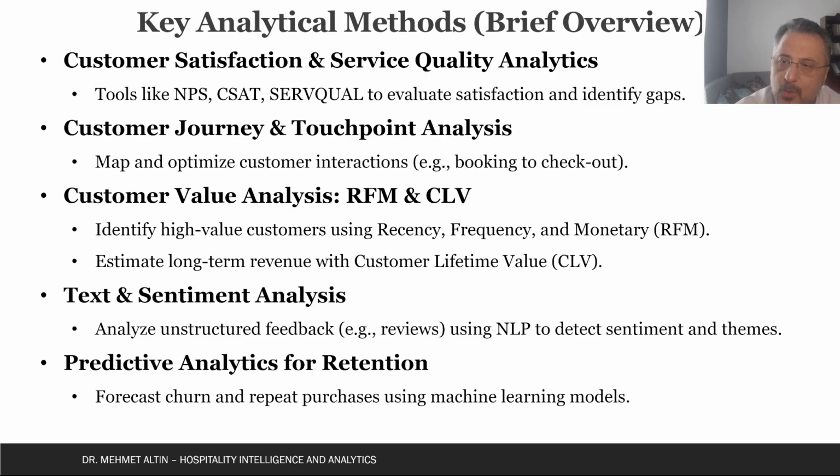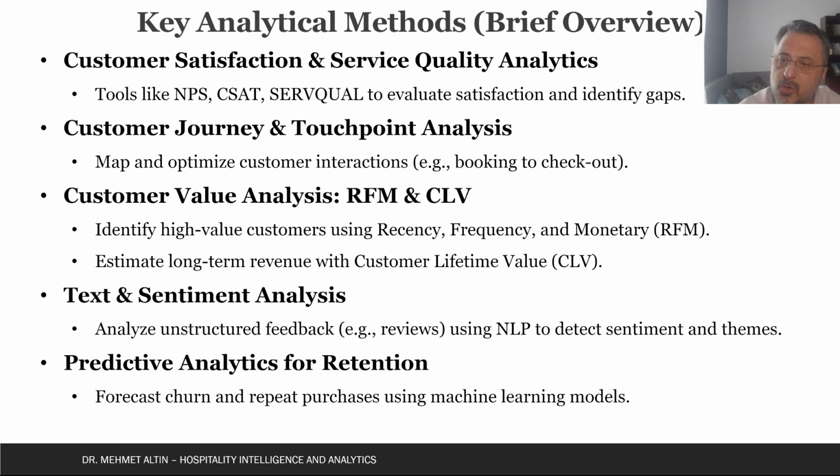Customer analytics also employs several methods to extract actionable insights. Let's briefly touch on the first set. First is customer satisfaction and service quality analytics. These rely on tools like Net Promoter Score, customer satisfaction metrics, and SERVQUAL to evaluate how well a business meets customer expectations and identify areas for improvement. I also added another video on service quality just to help you.